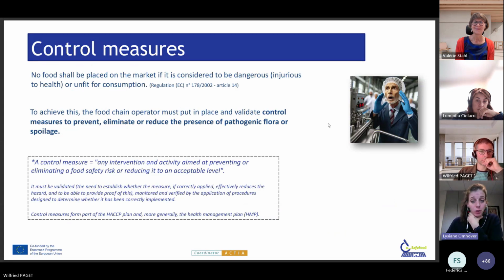So there are some control measures to prevent the growth of microorganisms. An EC regulation stipulates that no food shall be placed on the market if it is considered to be dangerous. It can be injurious to health or unfit for consumption. To achieve this, the food chain operator must put in place and validate control measures to prevent, eliminate, or reduce the presence of pathogenic flora.